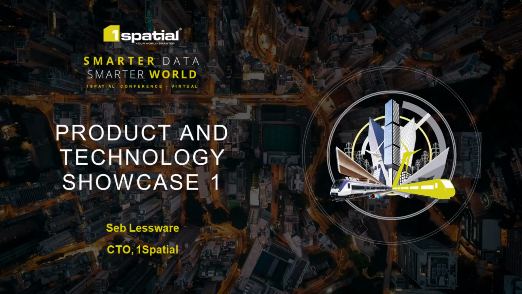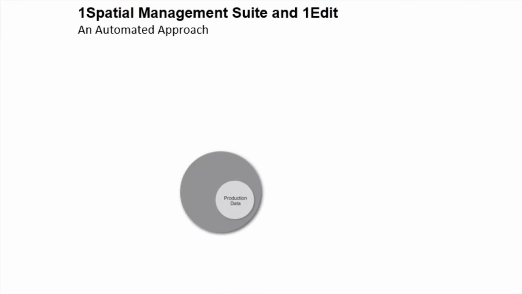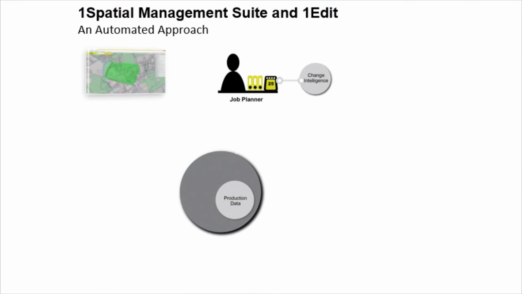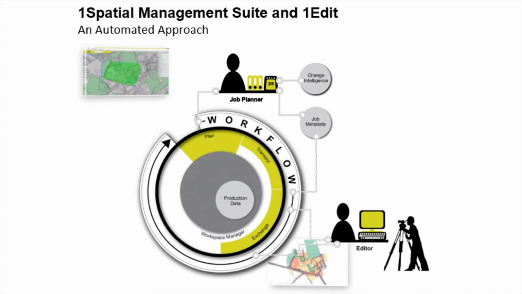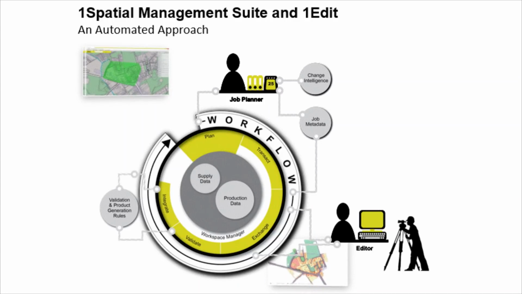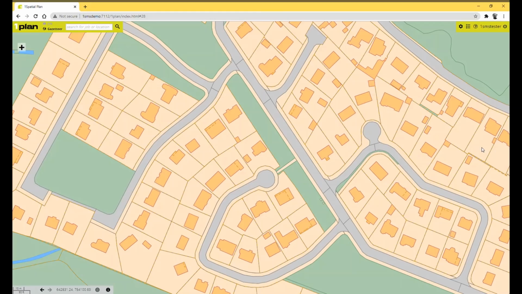Now first I want to show one Spatial Management Suite and one edit being used to cleanly and safely edit Ordnance Survey Island reference data. So one Spatial Management Suite helps you plan data updates to your production data. You plan a job, you have an editor that makes updates to that data, and then they submit it for validation, conflict resolution, and finally integration into the live data if it's all correct. This means that you have control over your data. You can have lots of editors editing the data at the same time, and it's always ready to publish.